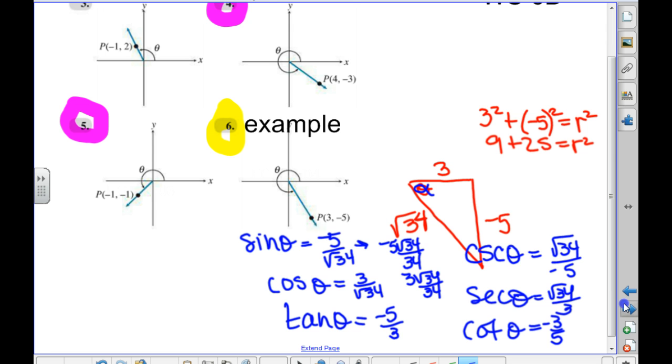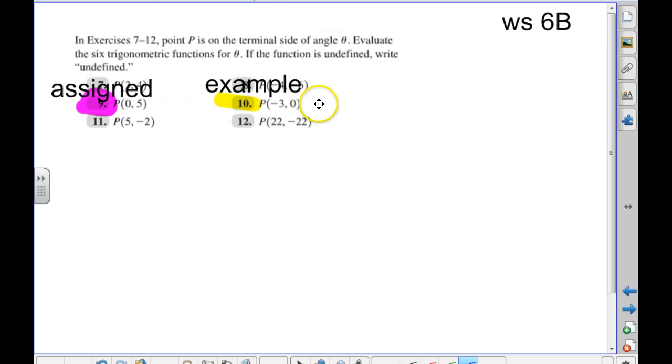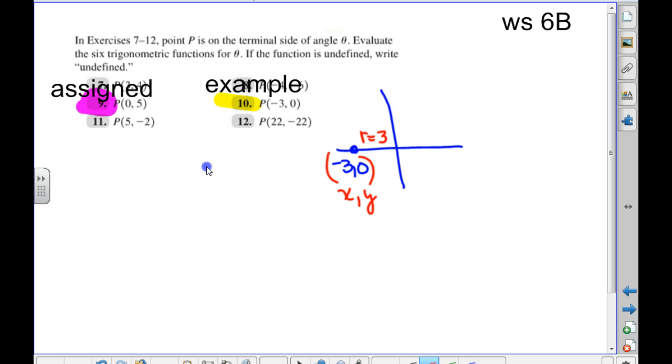All right, still on worksheet 6B. Real quick, I got 2 more things to do and I'm done for today. Please be paying attention here. This question is another quadrantal angle, my example, and so is your problem on this. If I go left 3 and up 0, what is the radius or the distance out to that point? -3. Okay, radius is always positive. But this is x and this is y.